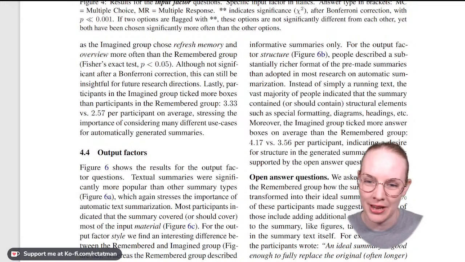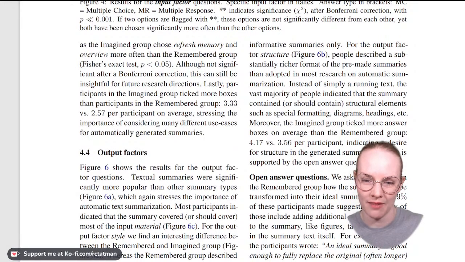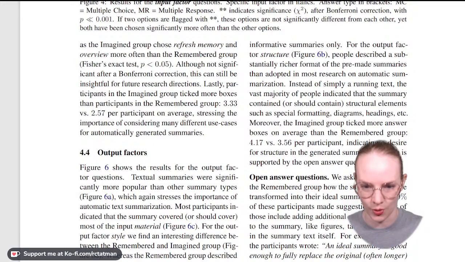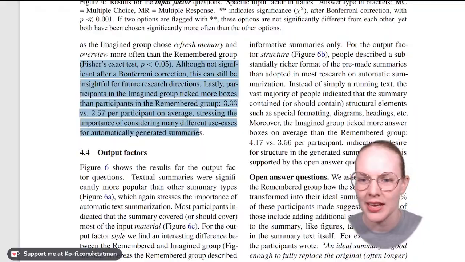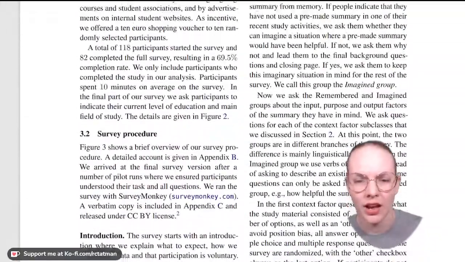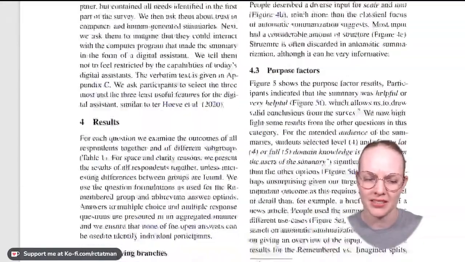Lastly, participants in the imagined group ticked more boxes than participants in the remembered group, 3 versus 2.5 per participant on average, stressing the importance of considering many different use cases for automatically generated summaries. How many participants did they have again? It was 118. That's a pretty big size.